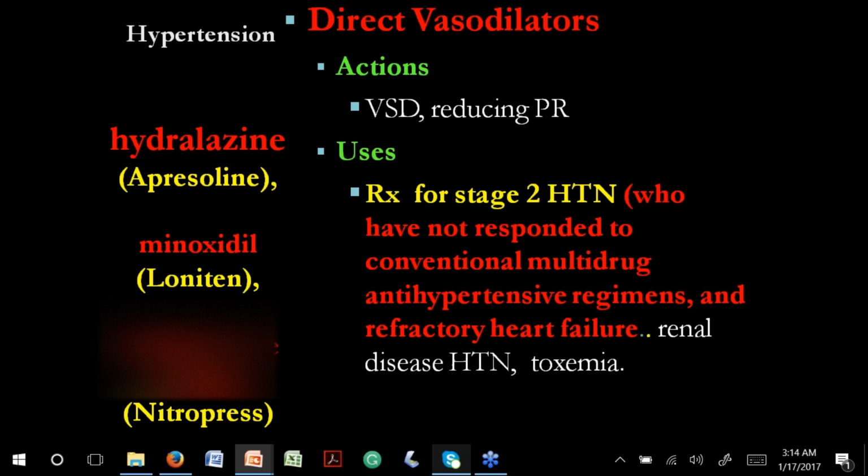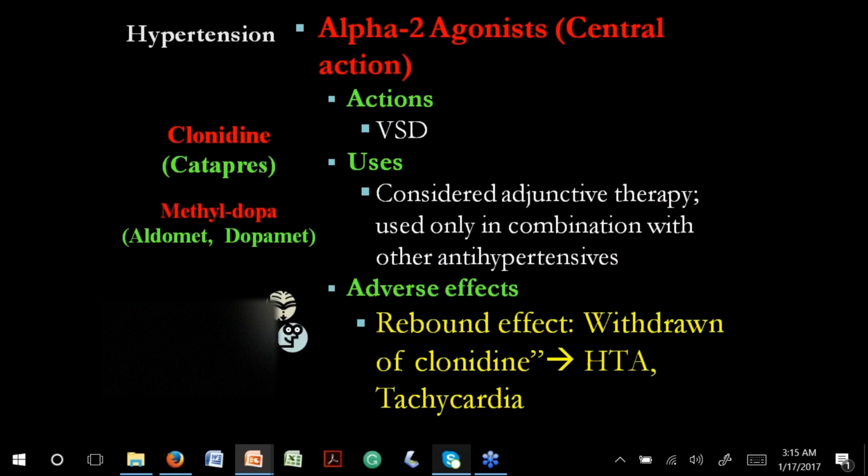Hydralazine is a prototype, mostly used to decrease or relax the BPH, the benign prostatic hypertrophy or hyperplasia, but it produces a very potent vasodilation. It's not that common to use this. We have the alpha-2 agonists, clonidine and Catapres.